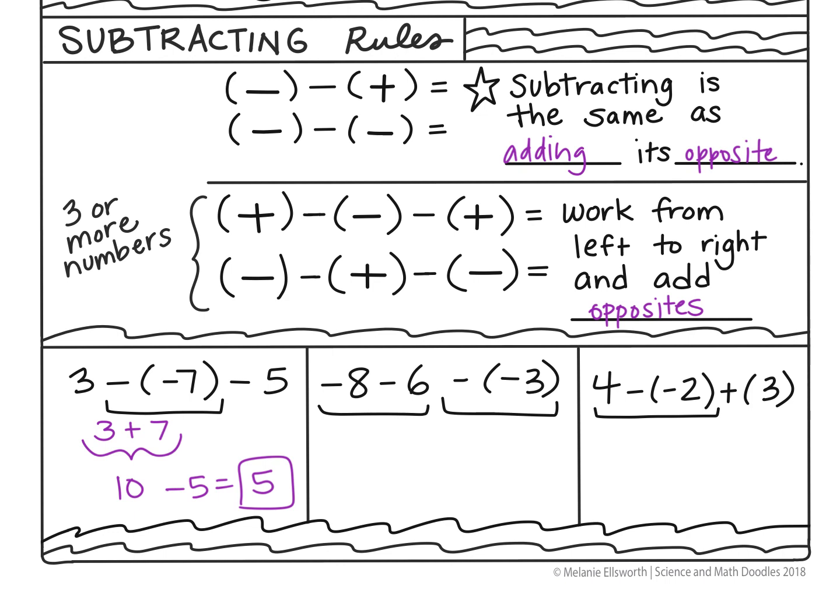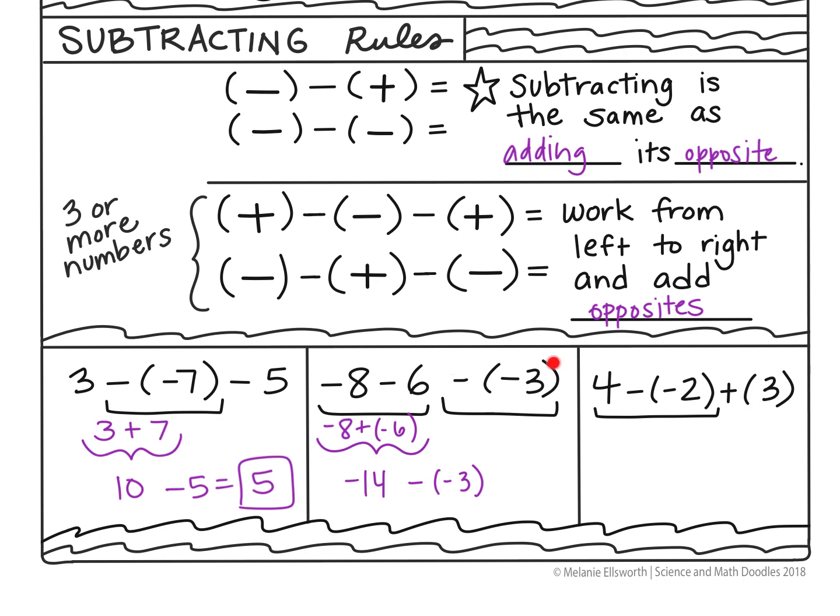Okay, the next one is negative 8 minus 6 minus negative 3. Well, if I rewrite that so that I have negative 8 plus the opposite, I'm changing minus to plus. The opposite of positive 6 would be negative 6. So what does this equal? Negative 8 plus negative 6. Negative 14.